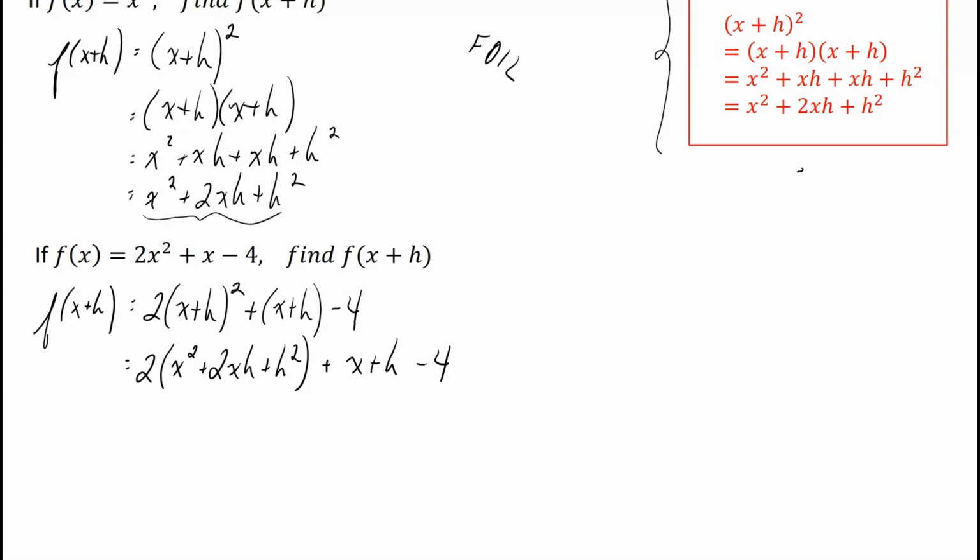Next, we need to multiply 2 by everything inside the bracket. Distribute that: 2x squared plus 4xh plus 2h squared plus x plus h minus 4. We'll know we're done when we have no like terms. Now, I don't see any like terms, so we are finished.